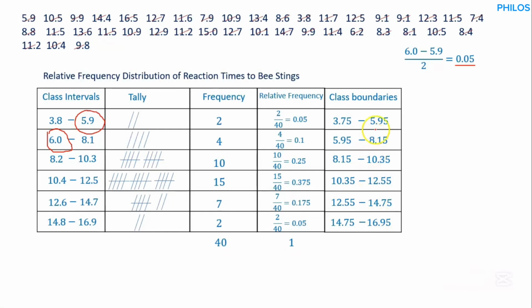And when you look at the class boundaries, you will see that the upper class boundary of the first class is the lower class boundary of the second. And the upper class boundary of the second class is the lower class boundary of the third class. The upper here is the lower here. You see that? So let's see how to draw the histogram.